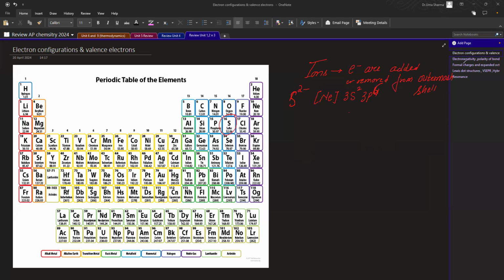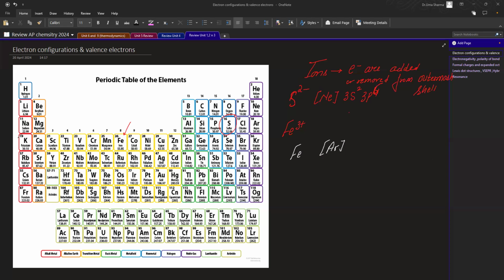Why am I telling you this? I know all of you know how to do it, but let's take one example. I'm taking the example of Fe3 plus. So let's write down the configuration of Fe. What's the electron configuration of Fe? Argon. Yes. Fe is here.